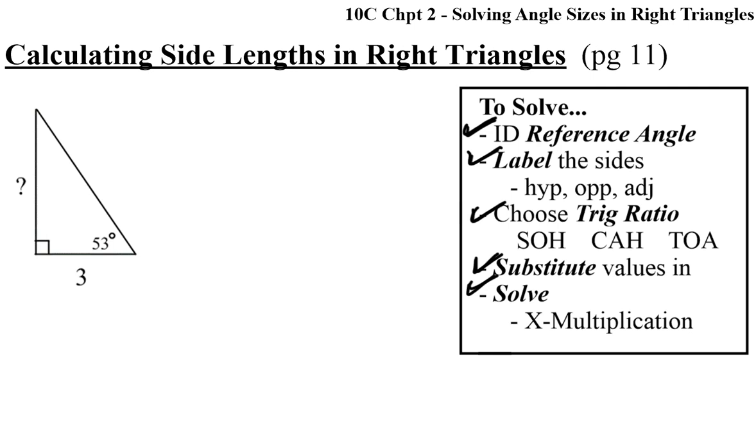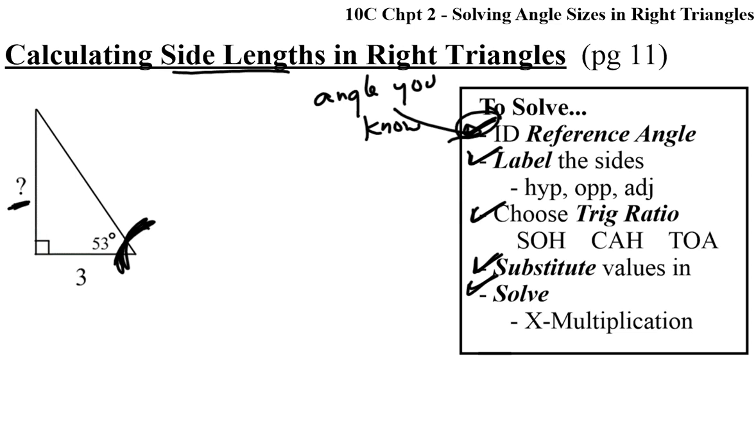So here we go. We're trying to find a side length. Our first step is to identify a reference angle. Well, never use the 90 degree as your reference angle, so we have two choices. In this case, what are we going to use for the reference angle? Well, the reference angle should be the angle you have. The angle that we know is going to be our reference angle. Why? Because I need to use what I know to find what I don't know.